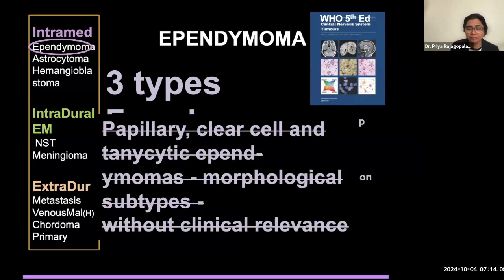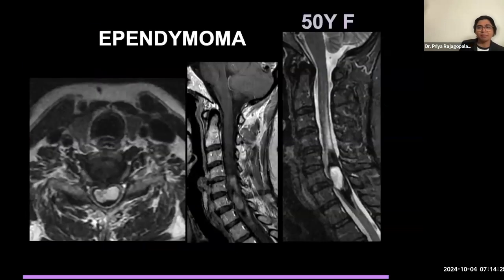And all the previous types were just histology-based types, like papillary, based on the cell of origin. These are no longer in use because they don't have any clinical relevance in terms of prognosis or treatment management and everything.